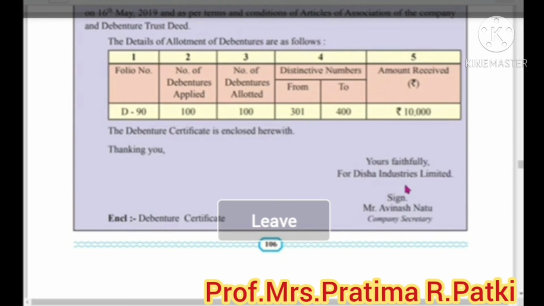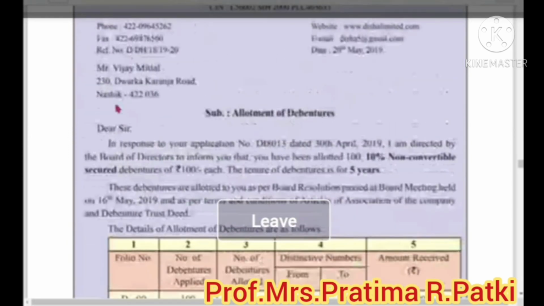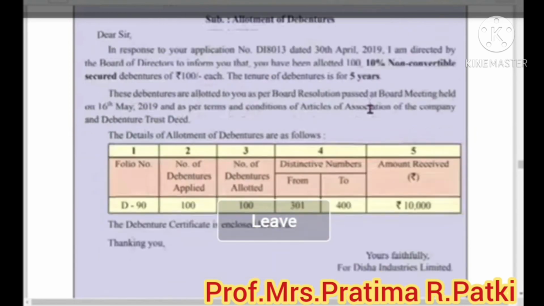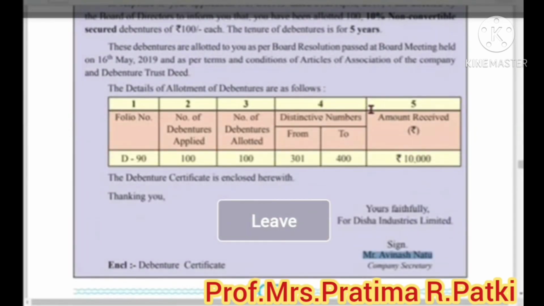We have to write SD. Okay, we are not going to put a hand signature there. And Mr. Avinash Nattu, company secretary. Now this is the company secretary name. So the company secretary is writing on behalf of the board of directors and the company to the investor, Mr. Vijay Mittal. Vijay Mittal has invested in or purchased the debentures of the company, and he has got an allotment of debentures letter from the company. Hence, this letter is being given already.